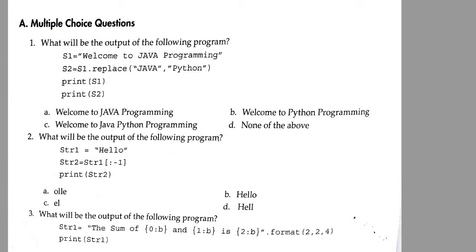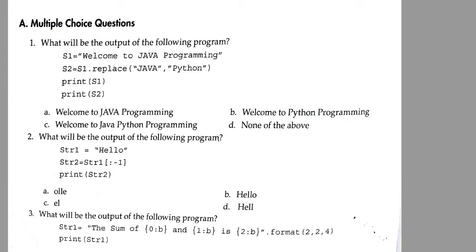So there are four options. The first is "welcome to Java programming" and the second is "welcome to Python programming". In option C, "welcome to Java and Python programming", and D is none of the above. If you see, the first option is suitable, no? Because you have to print two things, S1 and S2, and in every option only one statement is printing. So the answer is none of the above.